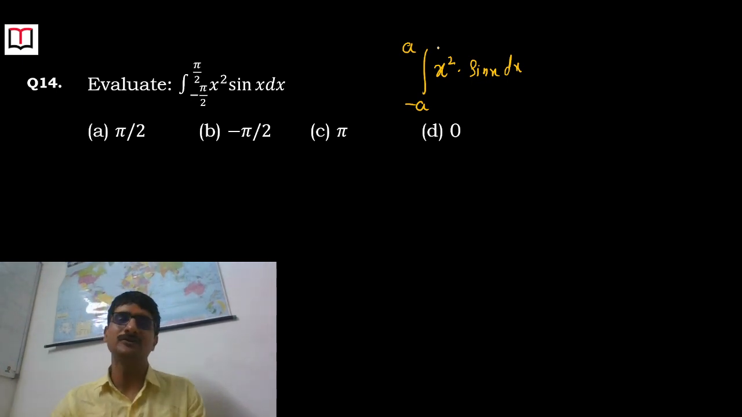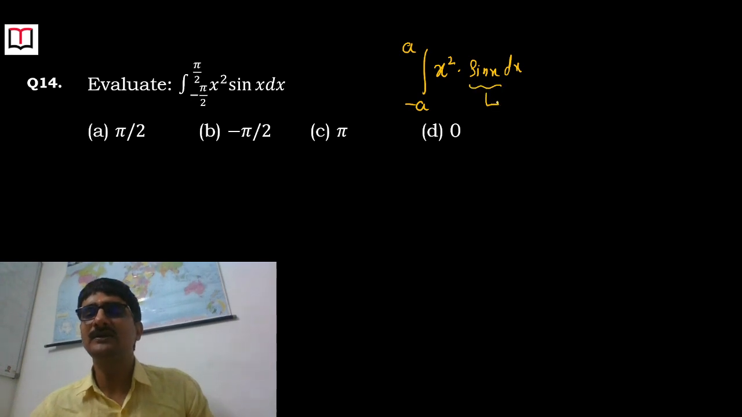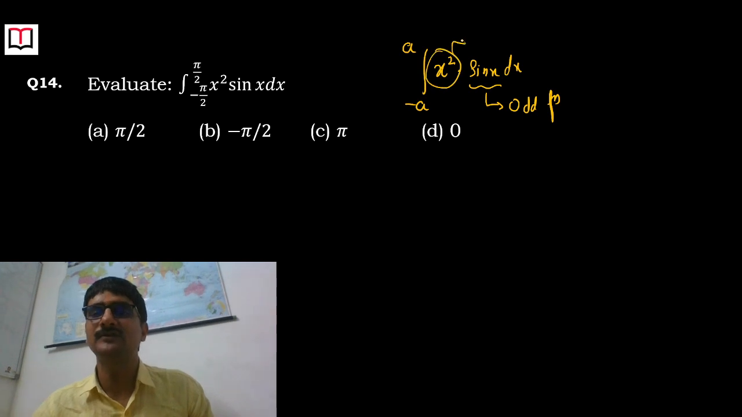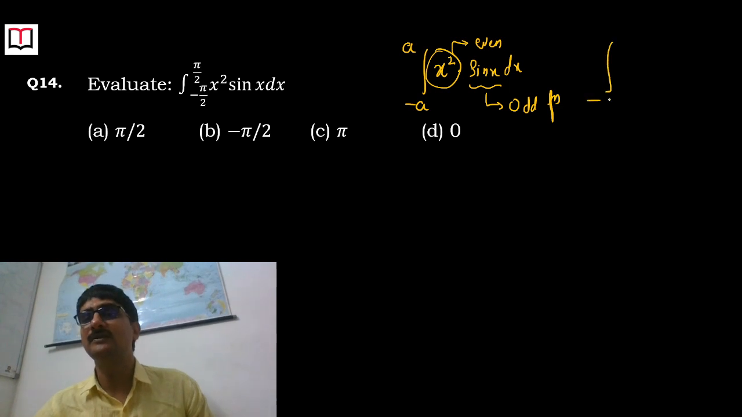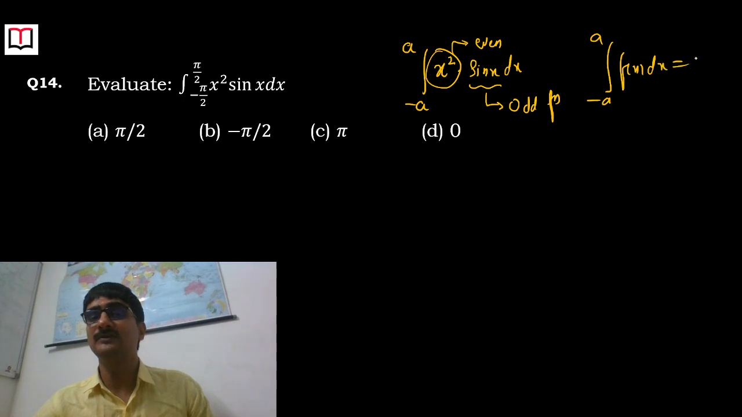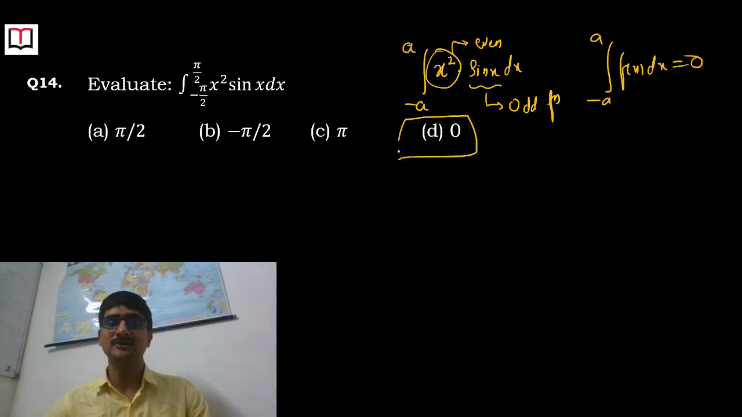Basically we check for odd function, and here we should remember that sine x is an odd function, and x square is of course an even function. Product of even and odd makes it an odd function, and the integral from minus a to a of f(x), if f(x) is an odd function, is nothing but 0. So answer should be 0 here.